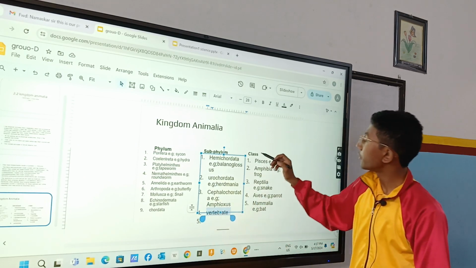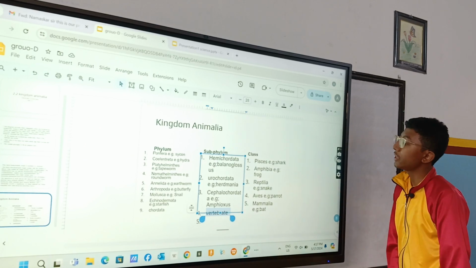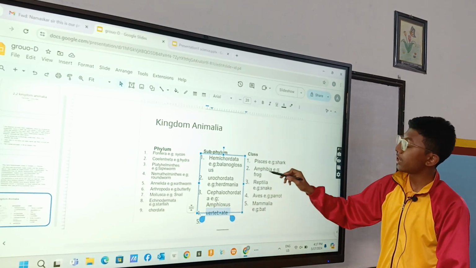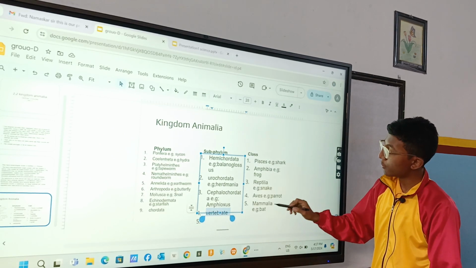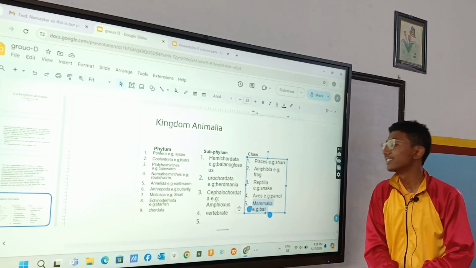In vertebrates, there are 5 classes. Pisces, shark. Pisces means they live in water, and Amphibia means they live in both land and water. Frog. Reptilia means they crawl like snakes, and Aves means they can fly like a parrot. Mammalia means they bear young ones, like a bat. Thank you everyone.